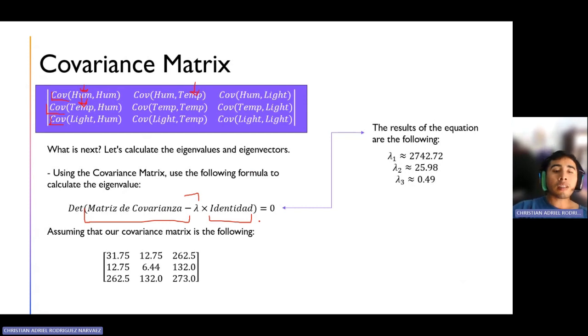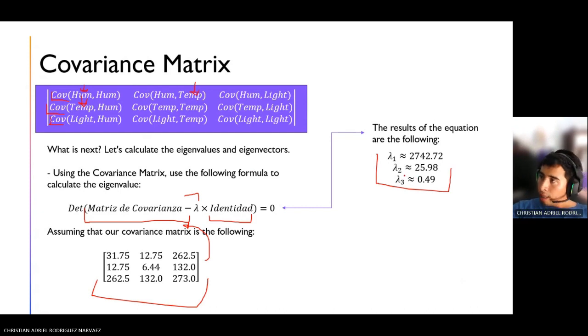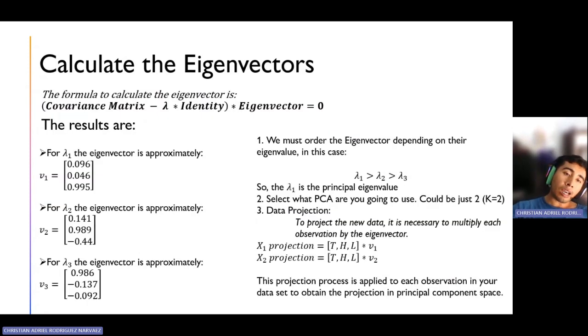So assuming that our covariance matrix is the following, we need to calculate with the formula, and then the results are the next: lambda 1, lambda 2, and lambda 3. These are lambda values, and these are the eigenvalues. Now we have to calculate the eigenvectors. And how are we going to calculate the eigenvectors? We're going to calculate with the following formula that follows a bit the same pattern.